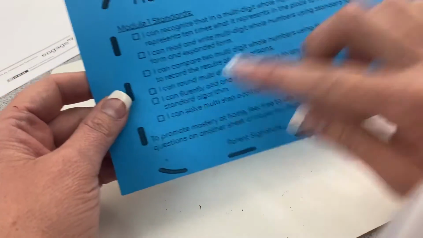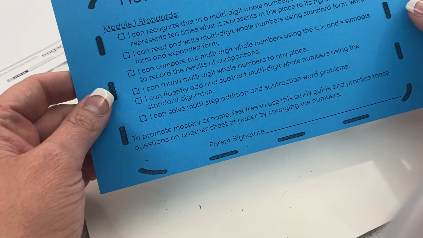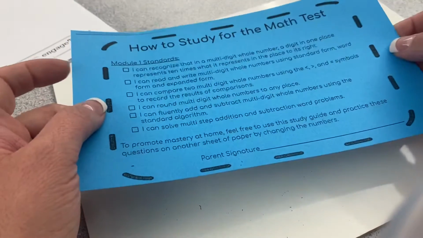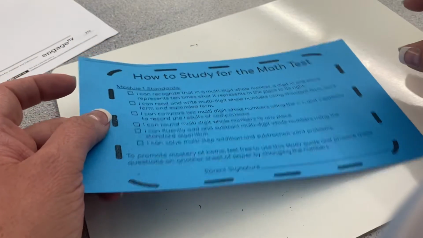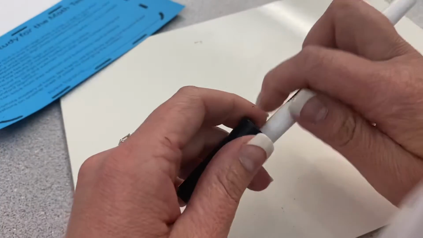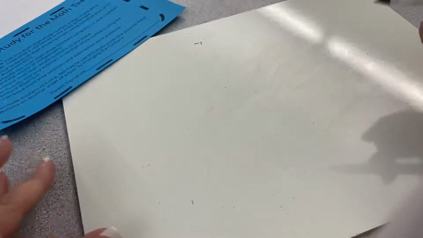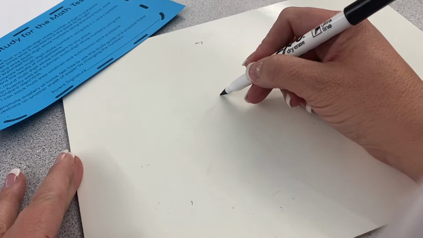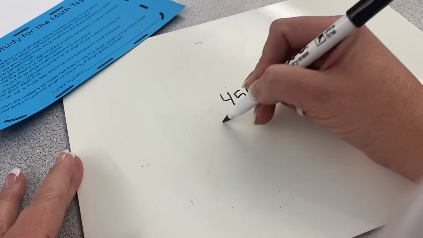So this standard is: I can fluently add and subtract multi-digit whole numbers using the standard algorithm. Remember, in our math academic language, the standard algorithm is the standard way everybody does it. It's the way mom and dad were taught, pretty much the only thing they were taught. So if we're going to add and subtract multi-digit numbers, it's going to be problems like this.